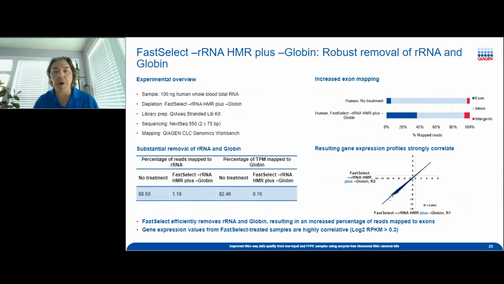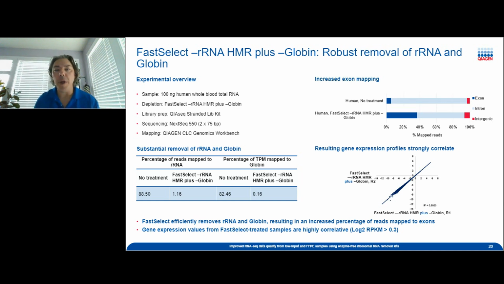Here's an example of using globin. Here we started with 100 nanograms of human whole blood total RNA. We used the globin product with a QIAGEN RNA library prep kit. Without FastSelect, we had about 88% of our reads mapped to ribosomal RNA. After using the ribosomal RNA and globin kit, we have about 1% left. With globin, we had about 82% mapping to globin, and after FastSelect, it was down to less than a percent left.